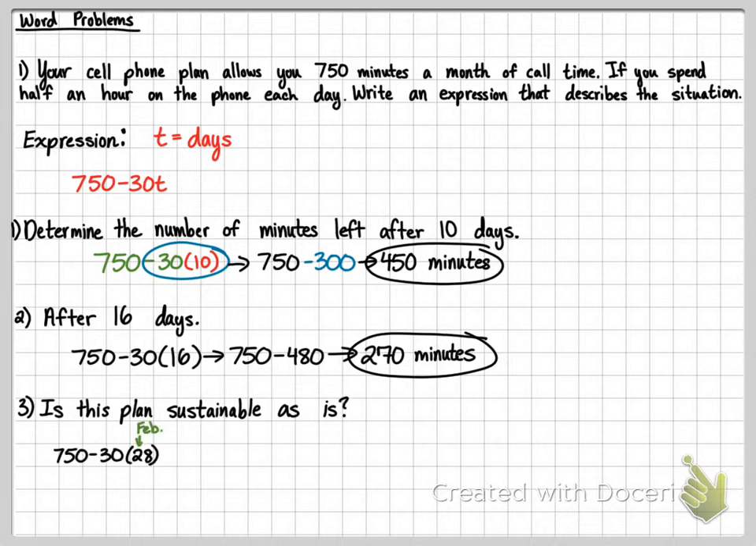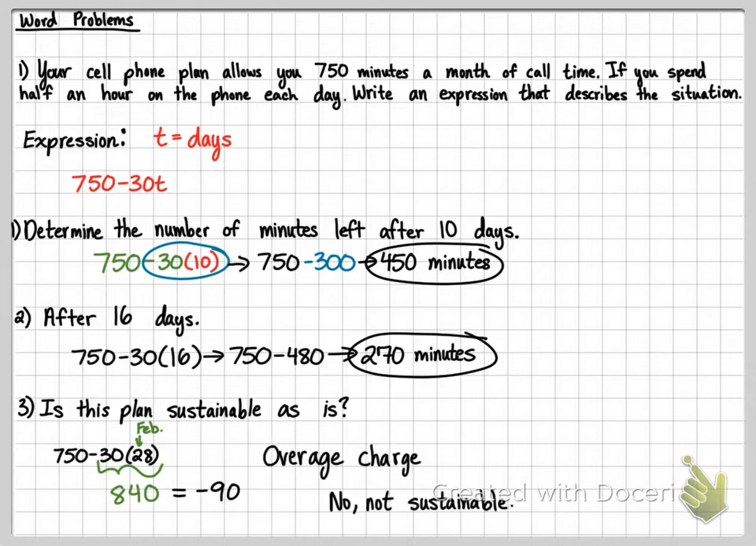Now, let's just check in February, for example. There's 28 days, right? So we have 750 minutes, and we're going to talk for 30 minutes a day. It's day 28, and we have to figure out how many minutes we have left. So 30 times 28 is 840. Well, 750 minus 840 is negative 90. There's an overage charge, so it's not sustainable, right? Because you're not going to have enough minutes. You have negative 90 minutes now, so you've already gone over, so it's not sustainable. Okay.